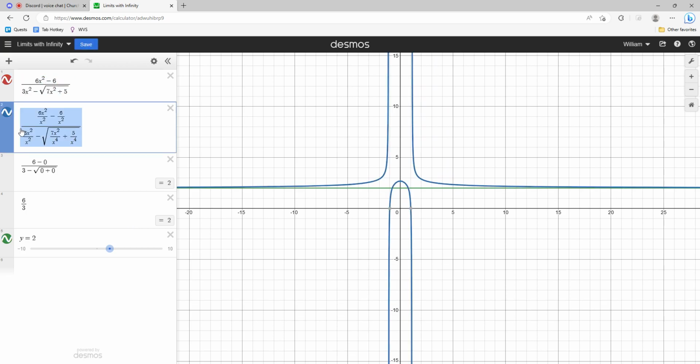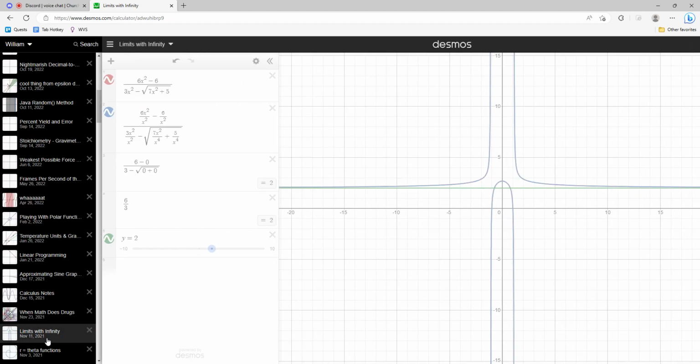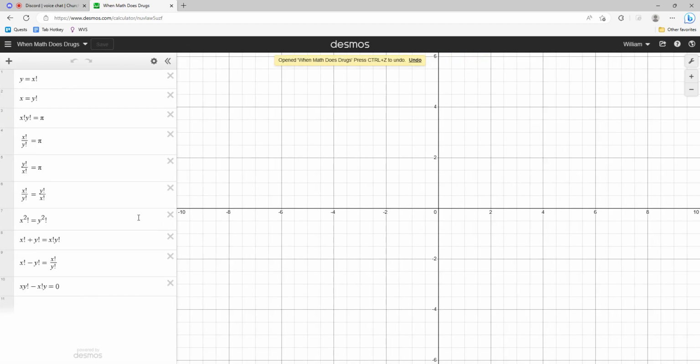This is Cadwell's method. Or no, this is not Cadwell's method. Cadwell's method is where you just look at the highest exponents and the coefficients. This is the formal method, Rivera's method, even though both of these are methods that have existed long before I was taught, but whatever. Limits with, is that this? Yeah. When math does drugs.